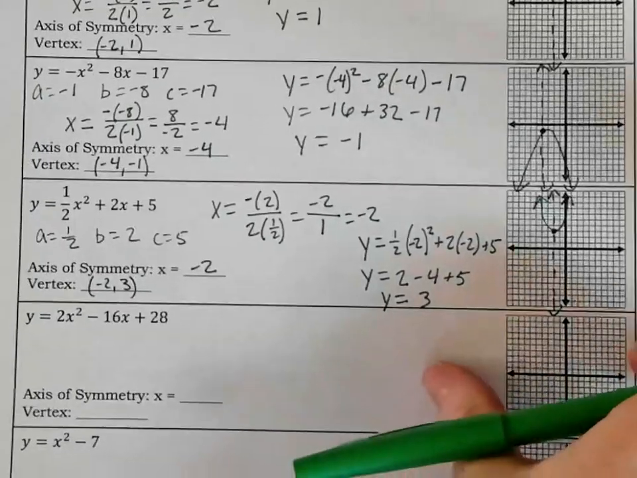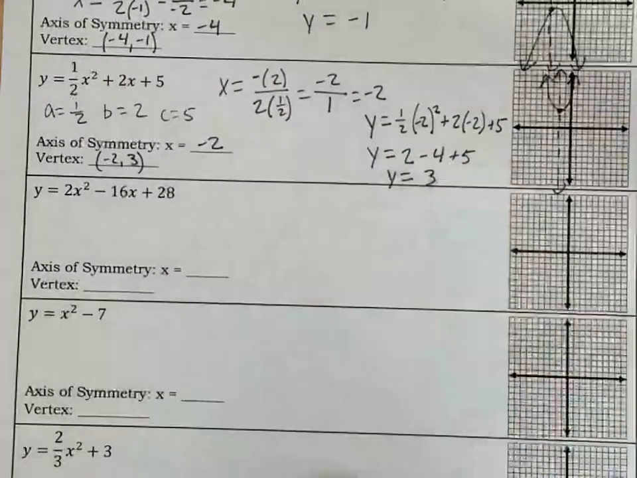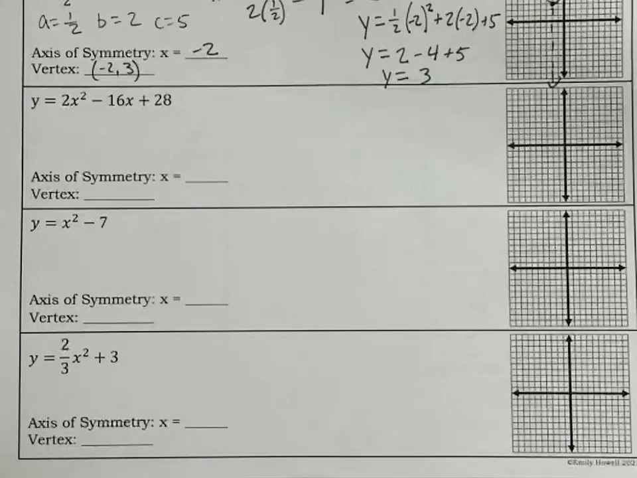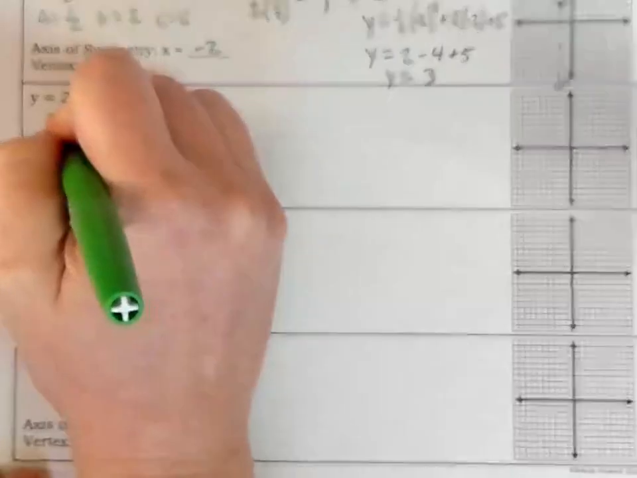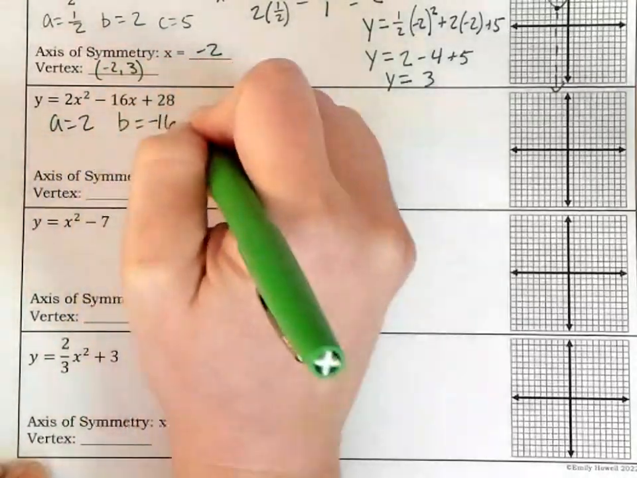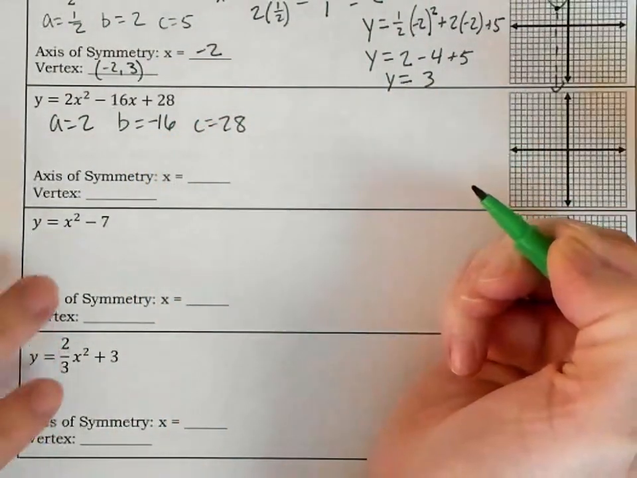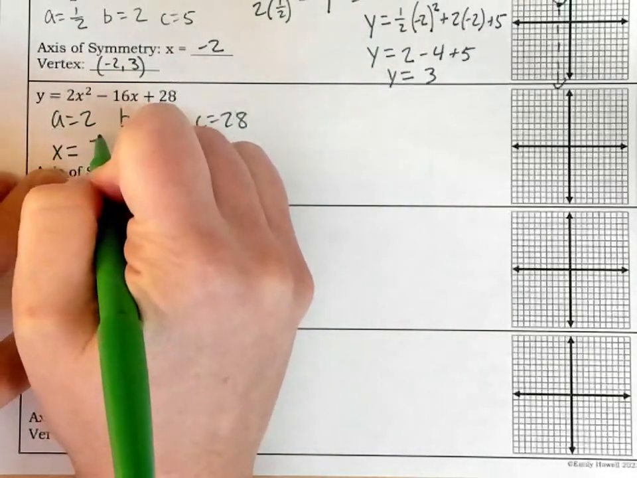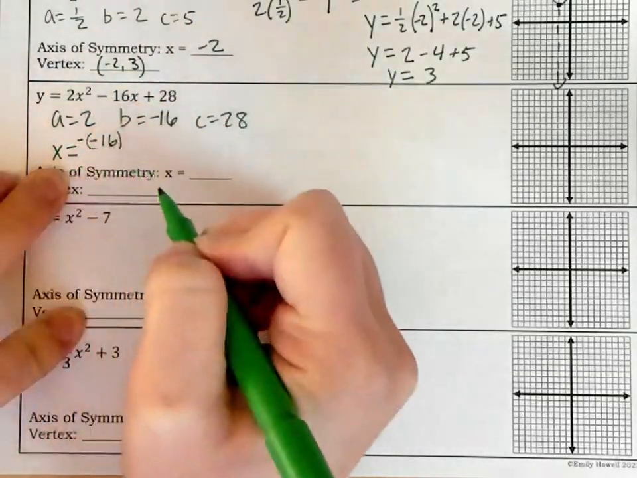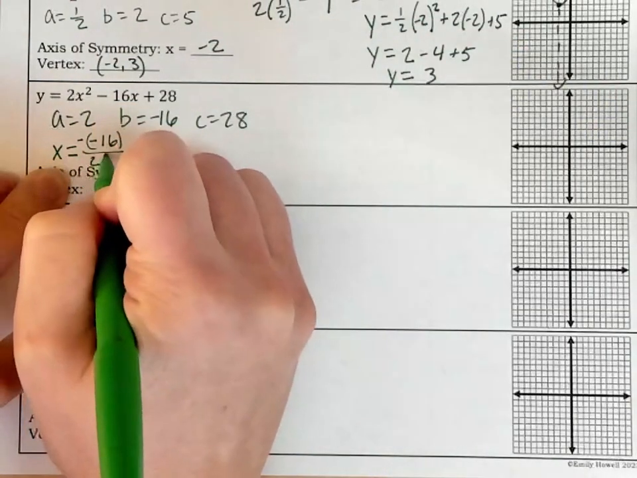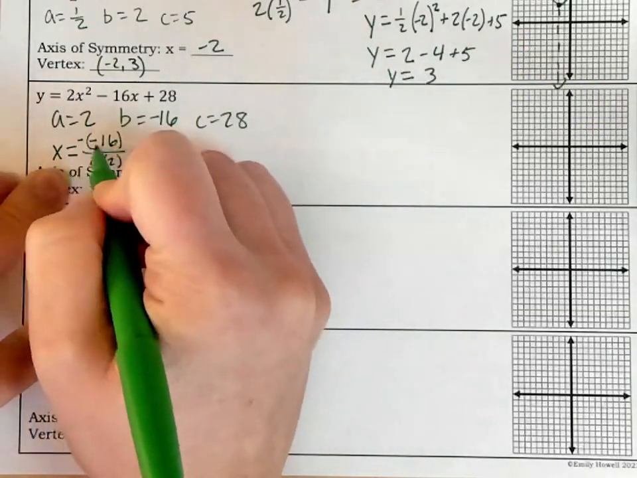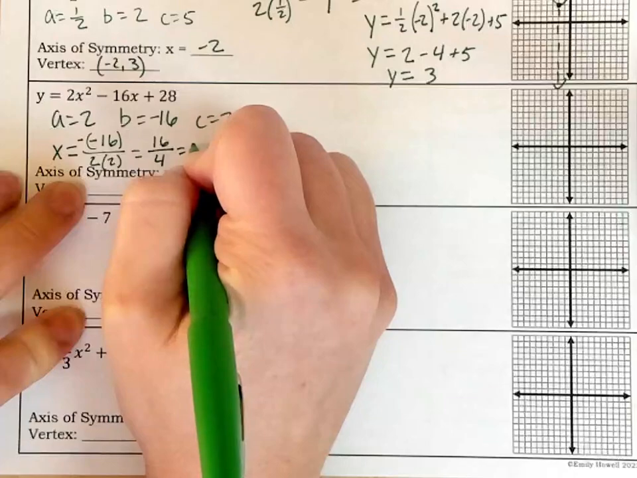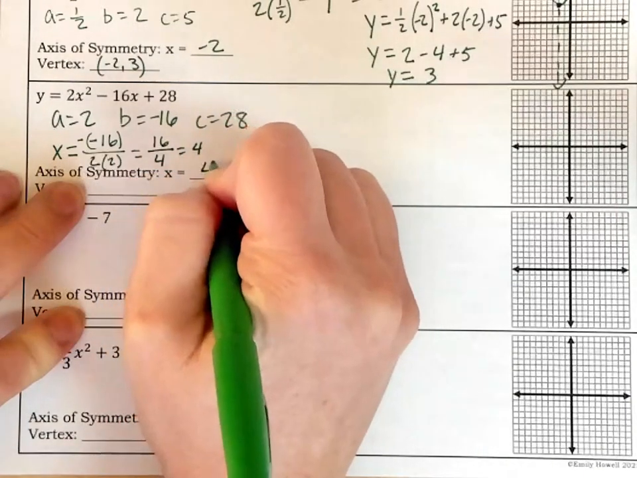So looking at the next example that you have here, let me slide my paper down. We have 2x squared minus 16x plus 28. So again, my a value is 2, my b value is negative 16, and my c value is 28. So I'm going to plug those into my axis of symmetry formula. B is a negative 16. The formula is negative b, and then 2 times a, which is 2. So those two negatives, again, cancel out, and you get 16, and 2 times 2 is 4. So 16 divided by 4 is 4, so my axis of symmetry is 4.